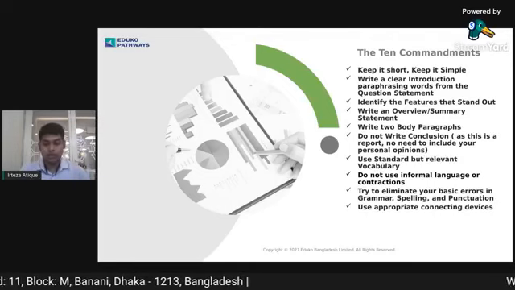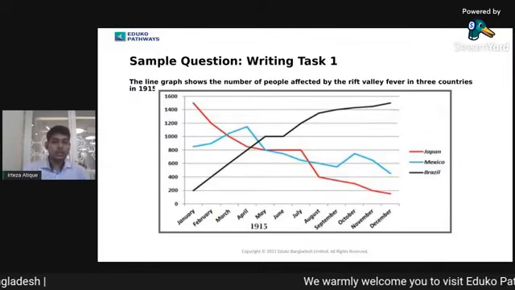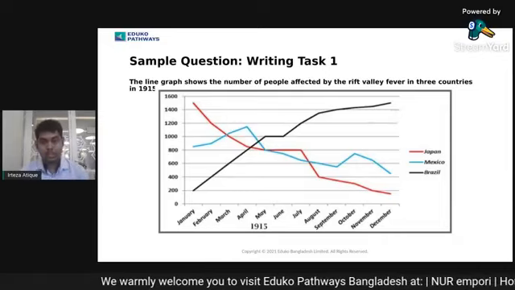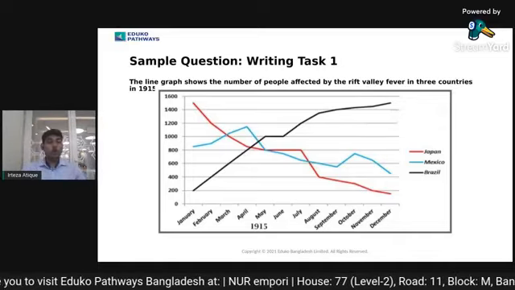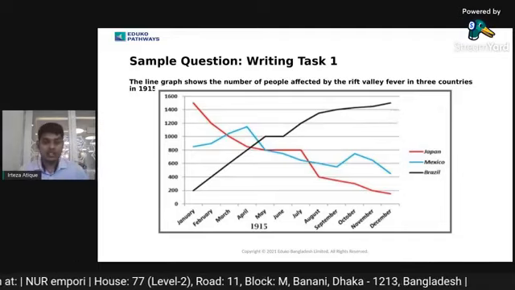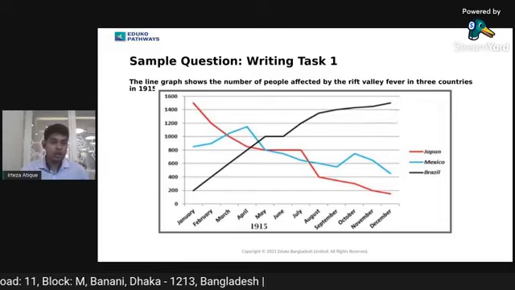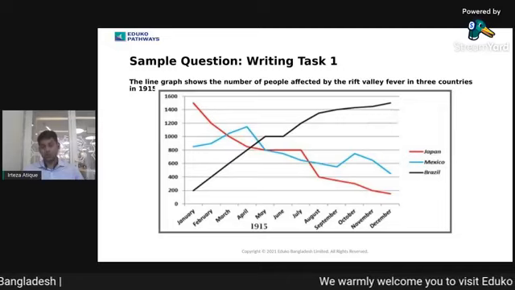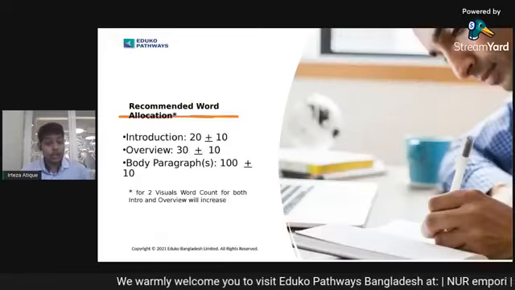For example, I'm going to show you how this looks. So this is a sample question. Look at the question here. The question is, the line graph shows the number of people affected by the Rift Valley fever in 3 countries in 1950. So all you have to do in the introduction part is paraphrase this sentence into your own terms, or just change some words, and you can change the structure. Paraphrase it however you want. So that is basically what you have to do in the introduction.